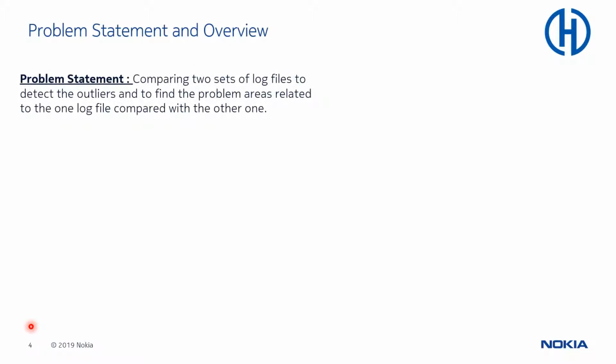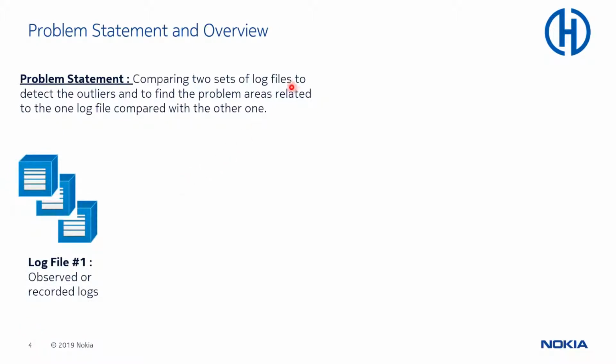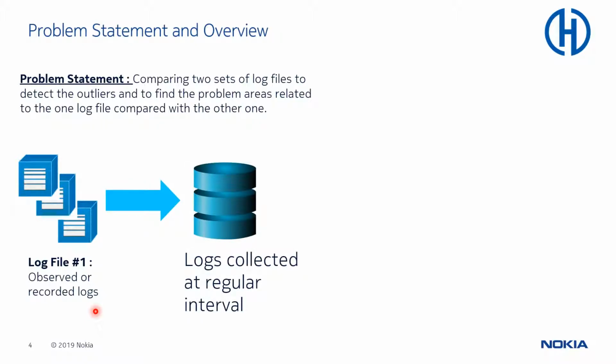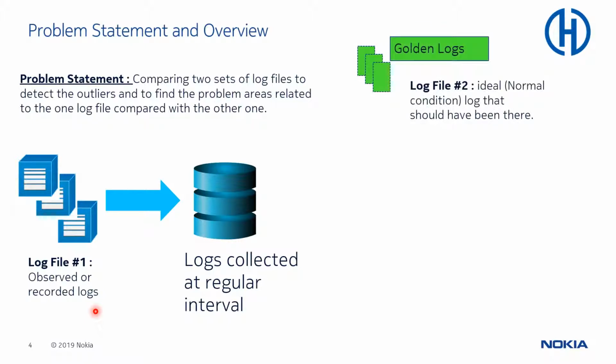A bit more detail about the problem statement. We have to compare two sets of log files to detect the outliers and to find the problem areas related to one log file compared with another one. Our log file number 1 is basically the observed log, or the recorded logs. We are gathering these logs at regular intervals into a database. And we need to compare this log file with another set of log file, which is basically the golden log. This is the normal condition log, which should be there.